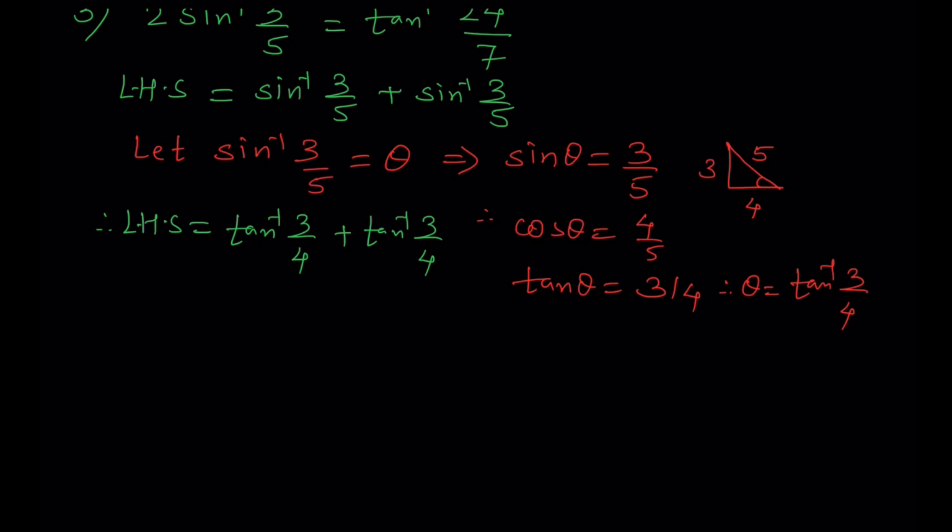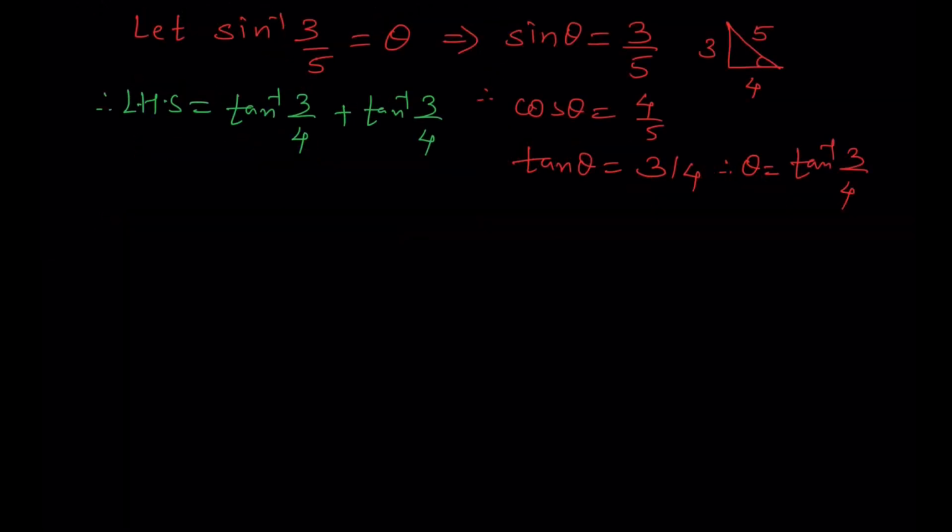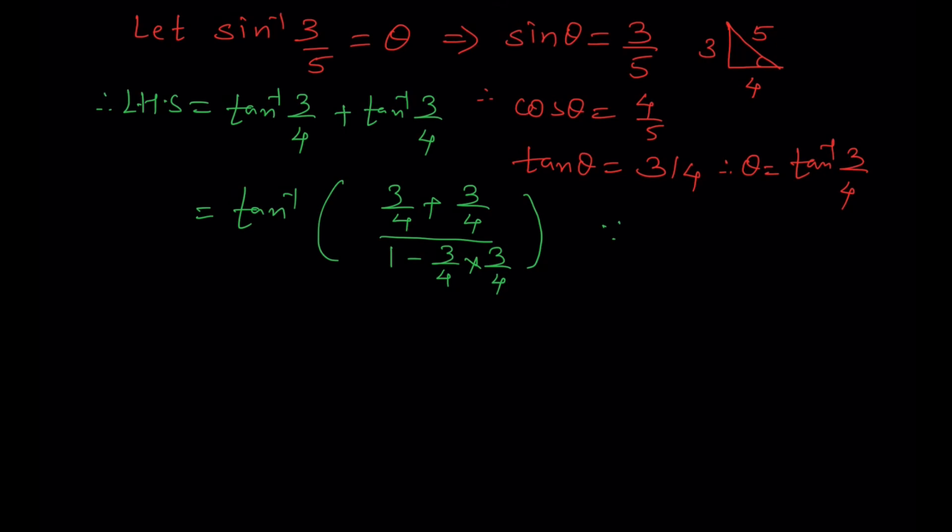So now again we got the form tan inverse x plus tan inverse y. What about xy? Here xy is 3 3s are 9 upon 16, which is less than 1. So again using the tan inverse x plus tan inverse y formula, this is tan inverse of (3 upon 4 plus 3 upon 4) divided by (1 minus 3 by 4 into 3 by 4), where 3 by 4 into 3 by 4 is 9 by 16, which is less than 1.